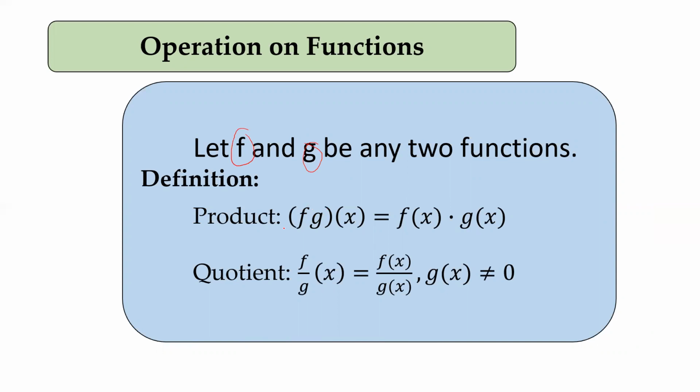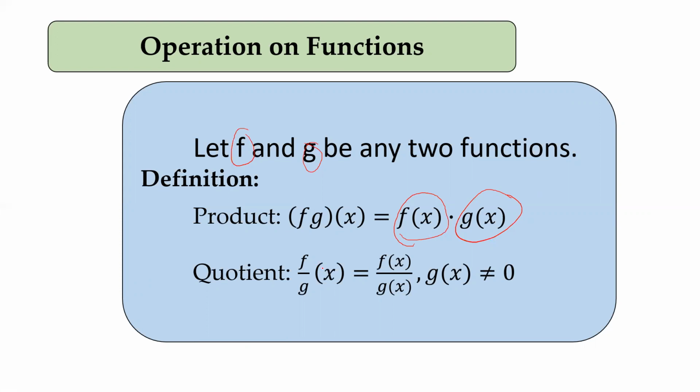All right, so for product, we are going to multiply. Therefore, f times g of x is equal to f of x times g of x. So we have two functions needed in order for us to multiply, and we can arrive at a result of the product.